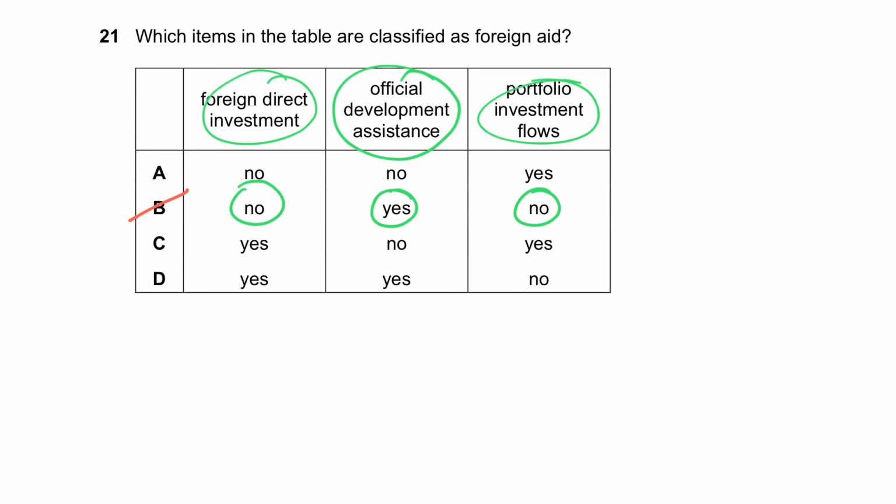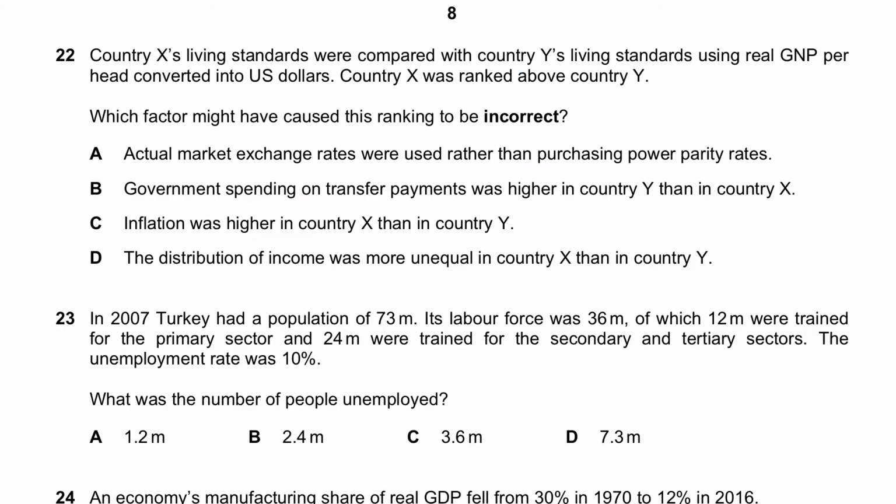So that's why in question number 21, B is the right answer. In question number 22, they say country X's living standard were compared with country Y's living standard using real GNP per head or per capita converted into US dollar. Country X was ranked above country Y. Which factor might have caused this ranking to be incorrect?